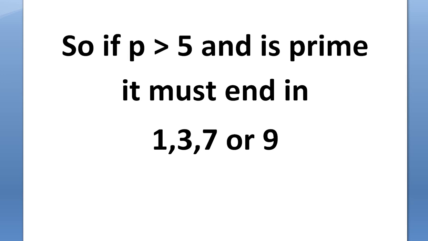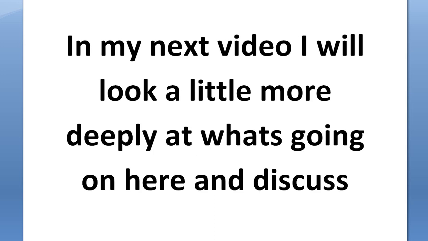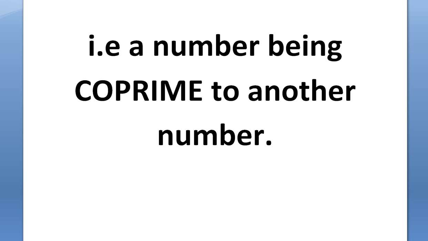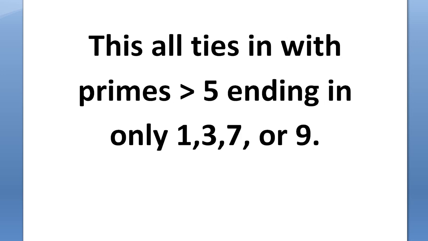So if p is greater than 5, where p is a prime number, it must end in 1, 3, 7 or 9. Now in my next video, I will look a little bit more deeply at this, at what's going on here, and discuss the concept of coprimality, i.e. a number being coprime to another number. This all ties in with primes bigger than 5 ending in only 1, 3, 7, or 9.